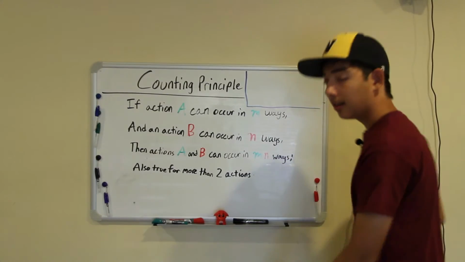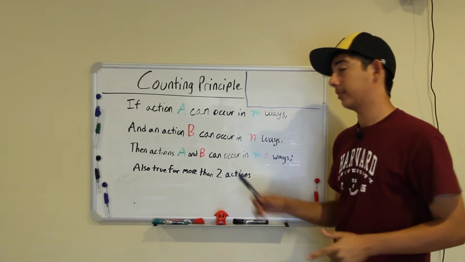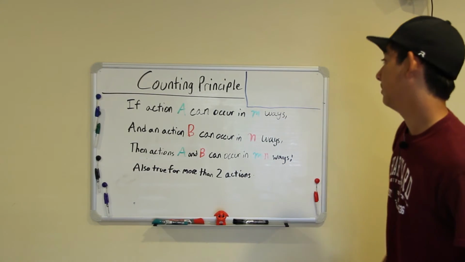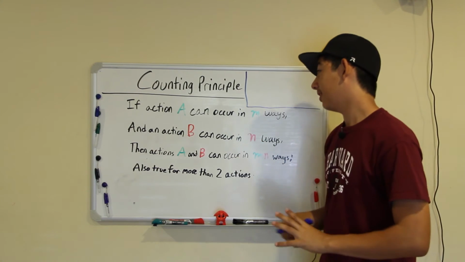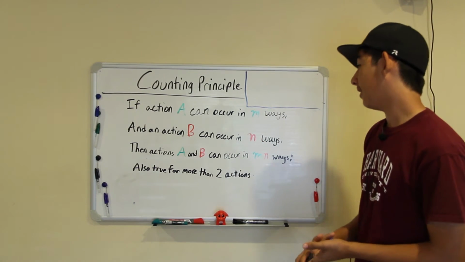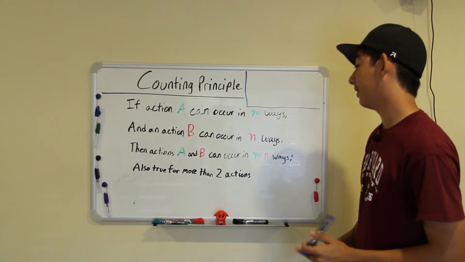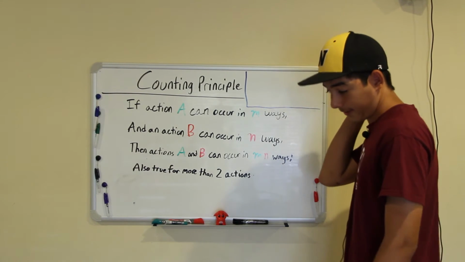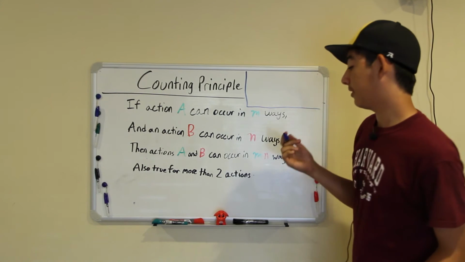Ding! Last but not least, for this video, let's go over the counting principle. And it's pretty simple. If action A can occur in m ways, and an action B can occur in n ways, then actions A and B can occur in mn ways. And this is also true for more than 2 actions. So let's go over an example.